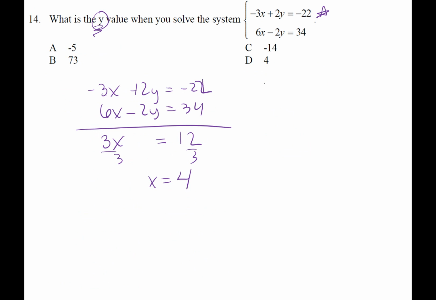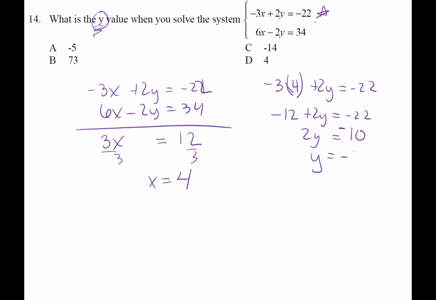We've got -3 times 4 for the x, plus 2y equals -22. -3 times 4 is -12. And then I'm going to add the 12 to the other side. When I add the 12 to the other side, I get -10, sorry. And then I'm going to divide by 2, and I get -5. So my y value is -5.